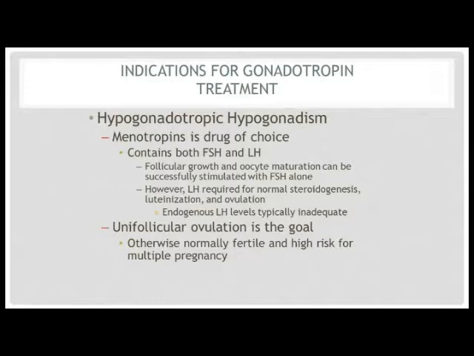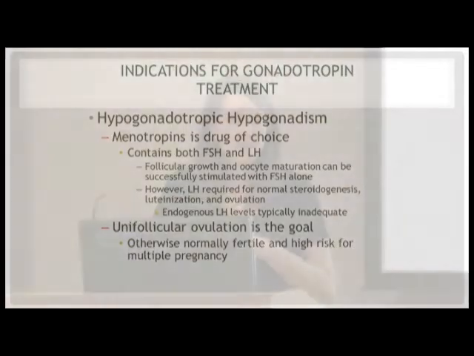So a lot of times I use just Follistim or Gonal-F, unless there's somebody whose brain is not talking to the ovary appropriately. So those World Health Organization class 1 anovulatory women, where their brain isn't connecting appropriately, they need both LH and FSH because they have neither. Okay.